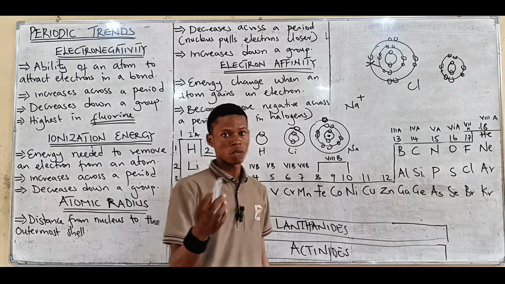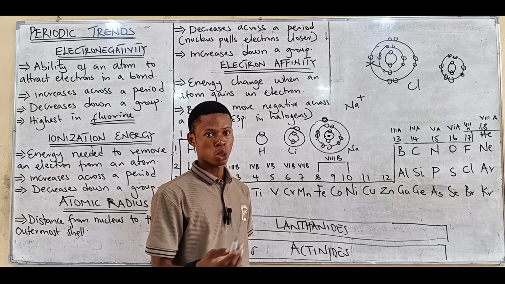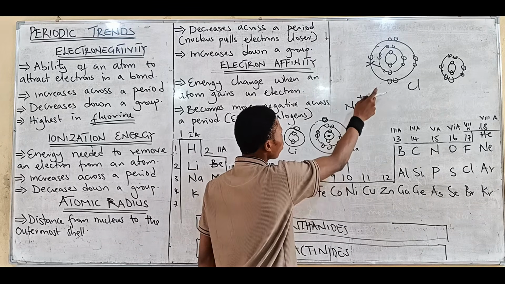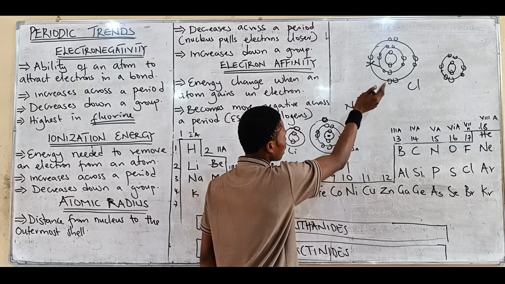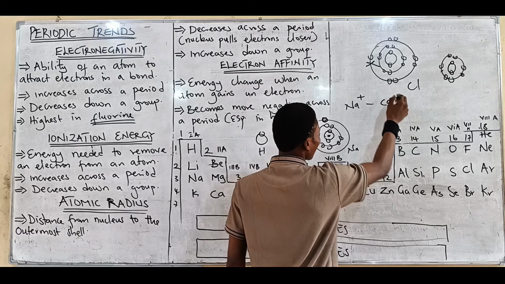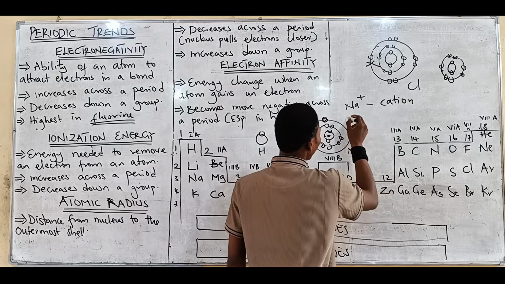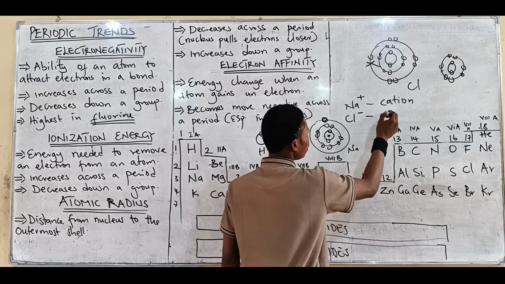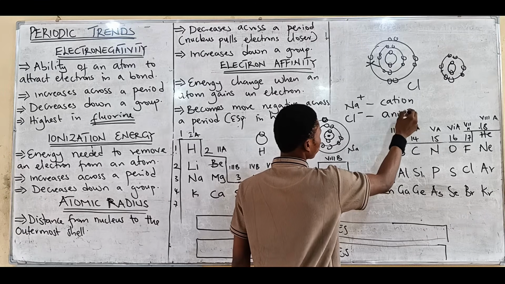It is better to give than to receive. So giving is positive, receiving is negative. Now if sodium gives out this 1 electron, it has acquired a positive charge, so it is now a cation. While something like chlorine that will always receive 1 will be an anion.